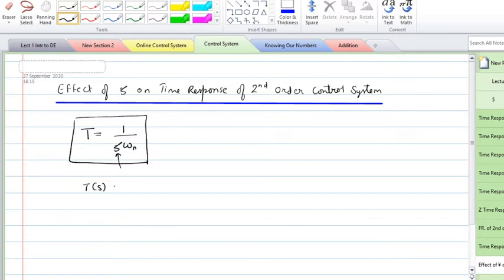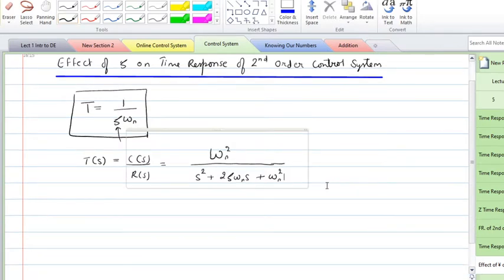So look at the transfer function first. The transfer function of a second order control system is equal to omega n square divided by s square plus 2 zeta omega n s plus omega n square. Okay, so you can see here that this zeta will affect this second order equation.